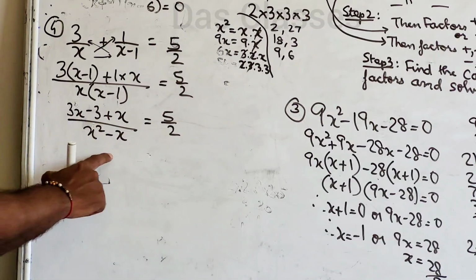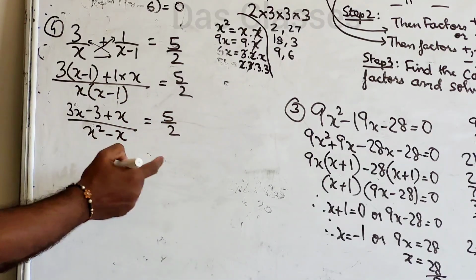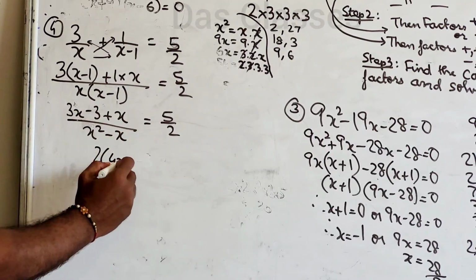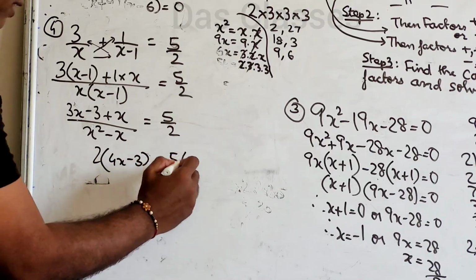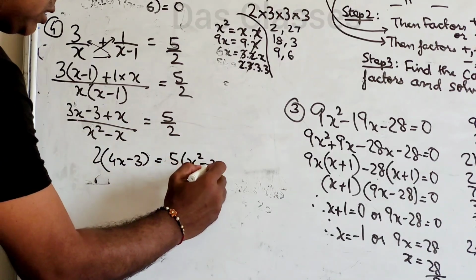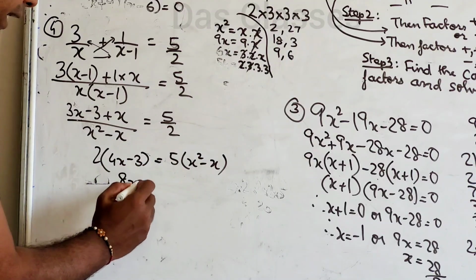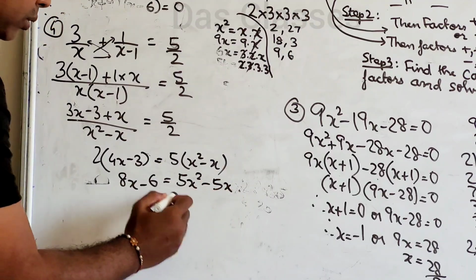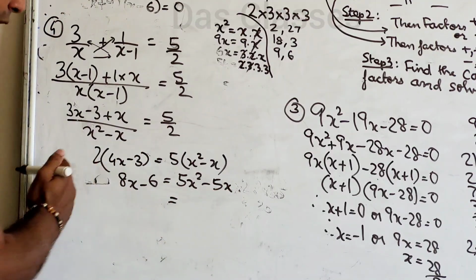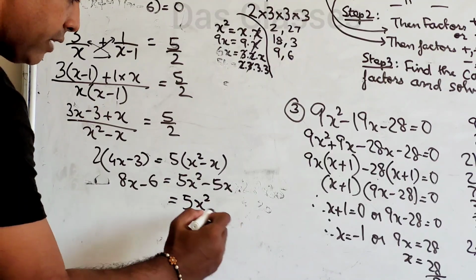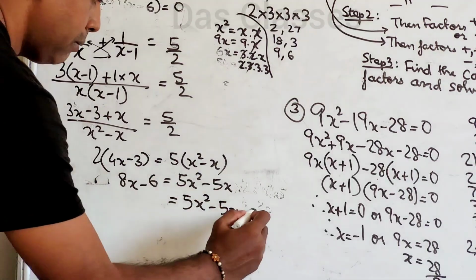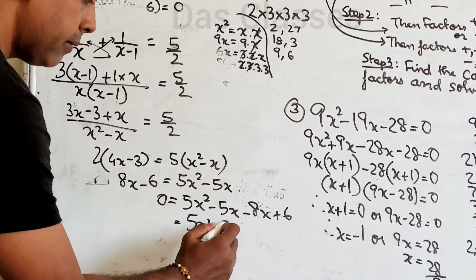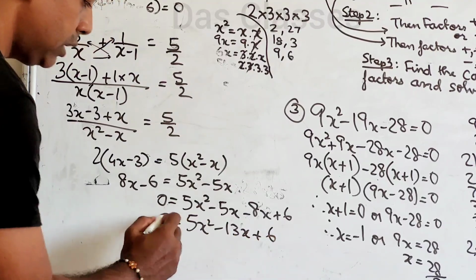As there is one term over here and one term on the other side of the equal to, let's cross multiply again. So 2 bracket 3x plus 1x, 4x minus 3 is equal to 5 into x square minus x. So that will be multiplied to 8x minus 6, 5x square minus 5x. So your x square term should always be positive. So we'll take all these terms this side: 5x square minus 5x minus 8x plus 6 is equal to 0. So that will be 5x square minus 13x plus 6 is equal to 0.